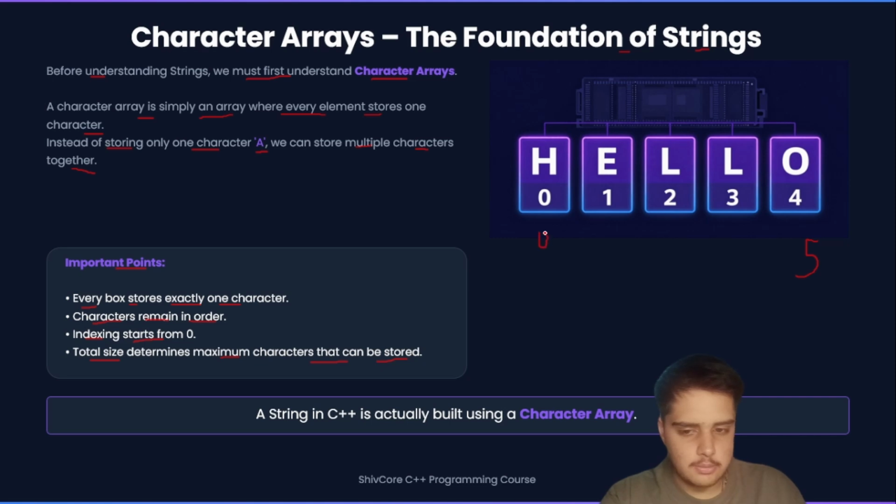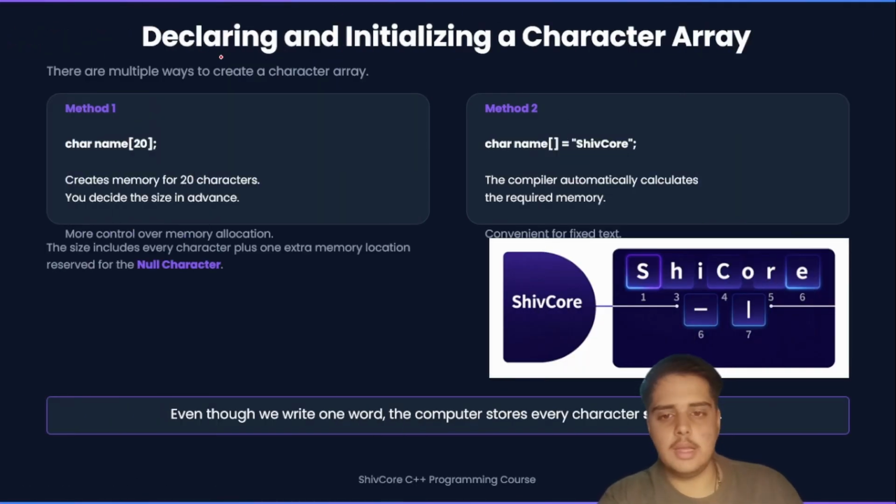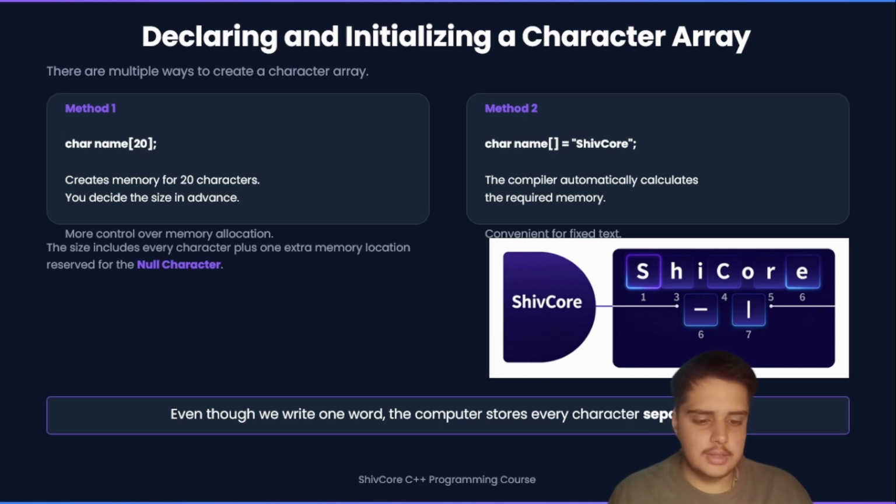Indexing starts from 0. Every box has only one character, and the total size determines the maximum characters that can be stored. So here the total size is 5, so the maximum characters stored can be 5 only. And all of these characters remain in order. So a string in C++ is actually built using a character array. Coming next, declaring and initializing a character array.